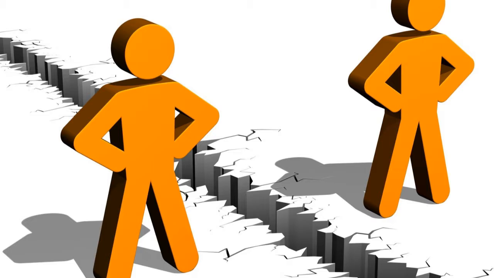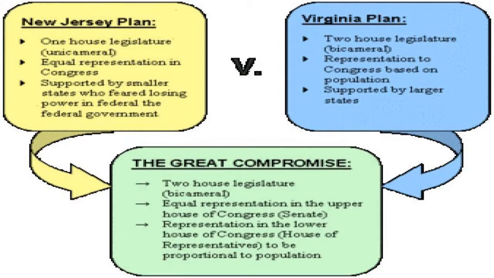So originally they have something called the Virginia Plan. Drafted by James Madison and proposed by Edmund Randolph, the Virginia Plan called for a strong national government with 3 branches or parts. Under the Virginia Plan, Congress was to be made up of 2 houses, the House of Representatives and the Senate.